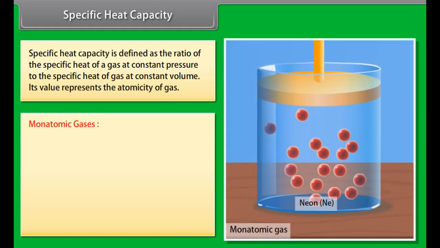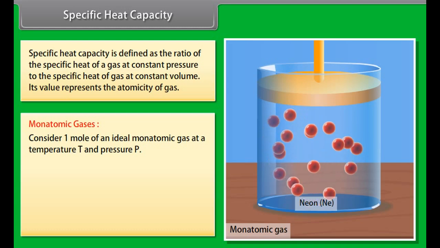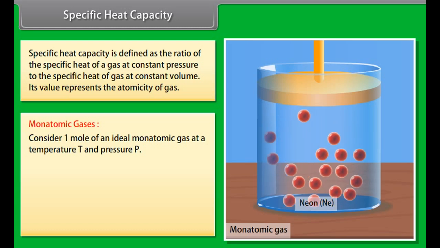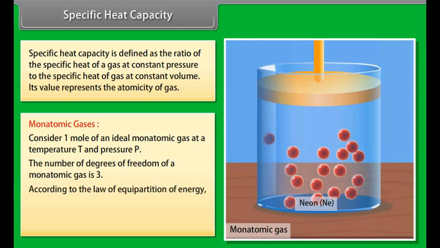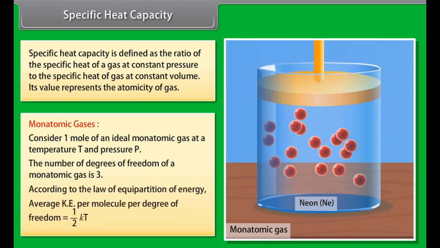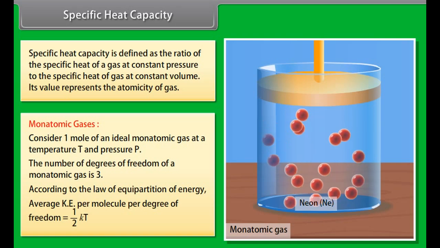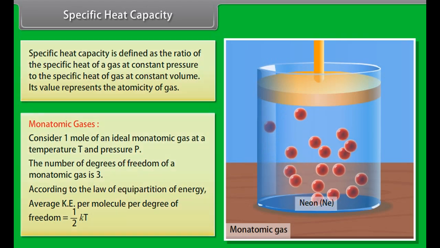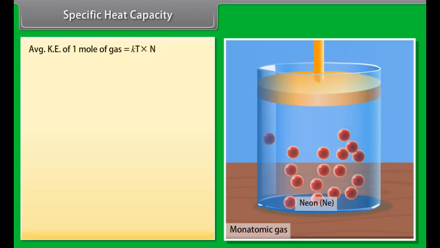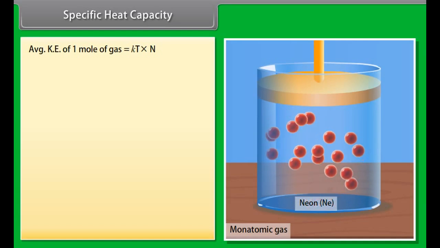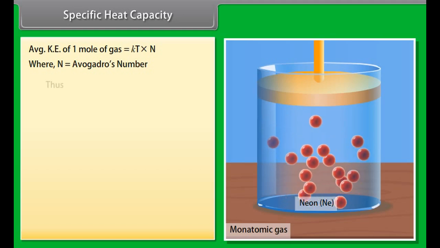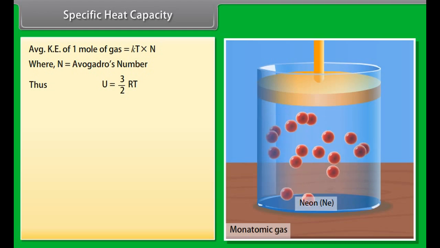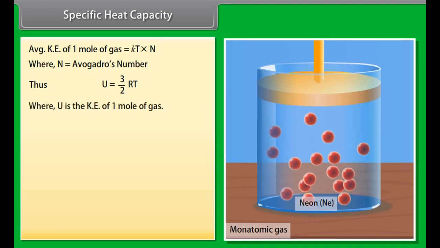Monoatomic gases. Consider 1 mole of an ideal monoatomic gas at a temperature T and pressure P. The number of degrees of freedom of a monoatomic gas is 3. According to the law of equipartition of energy, average kinetic energy per molecule per degree of freedom is equal to half kT. Average kinetic energy of 1 mole of gas is equal to 3/2 kT into N, where N is Avogadro's number. Thus, U is equal to 3 by 2 RT, where U is the kinetic energy of 1 mole of gas.